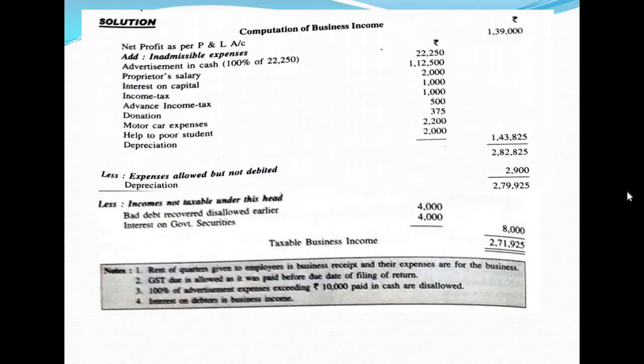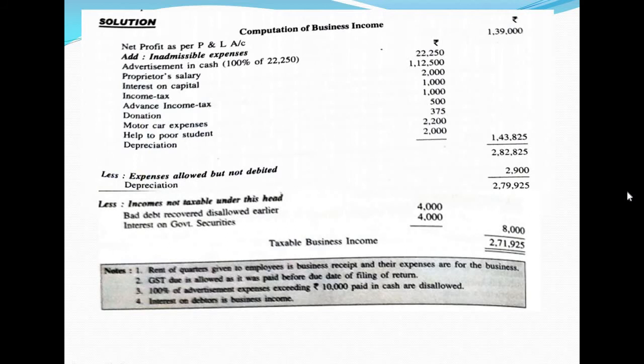Now if you look at the solution, it says computation of business income. First of all, you take the net profit as per the profit and loss account, which is 1,39,000. Then you add back all the inadmissible expenses. As I've told you, it is advertisement which has been paid in cash, that is 100% disallowed because it is in excess of rupees 10,000.